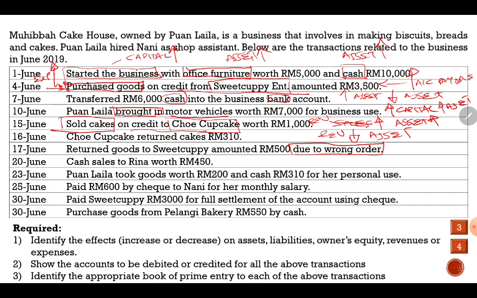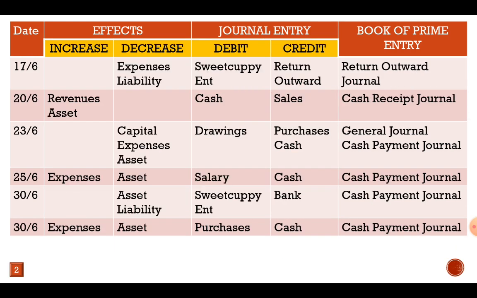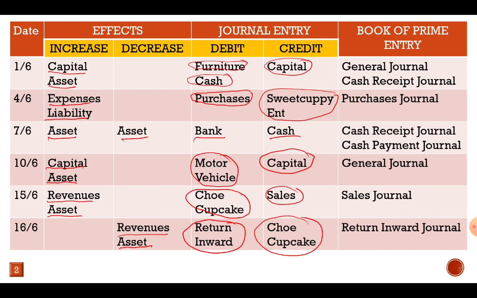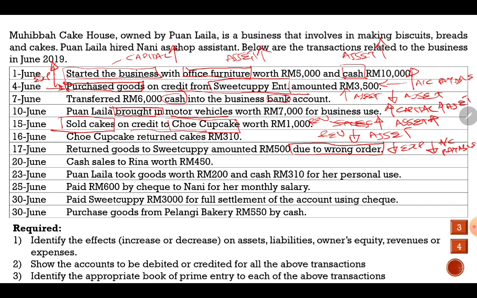Okay. So, goods returned to Sweet Kapi tadi. Increase in expenses. Increase in accounts payable. Now, decrease in expenses and decrease in account payable, decrease in liability. Okay, liability. Liability, the account payable tadi, sorry. Bukan account payable. Yang ni salah tadi, okay. Decrease in expenses, decrease in liability. Sorry, ya. Liability. Yang ni pun liability tadi, ya.